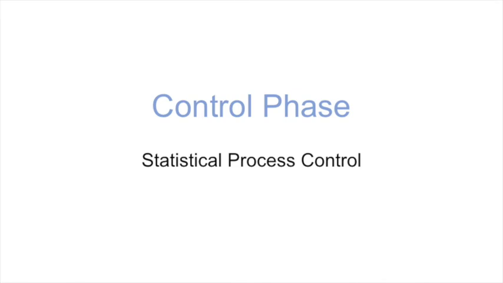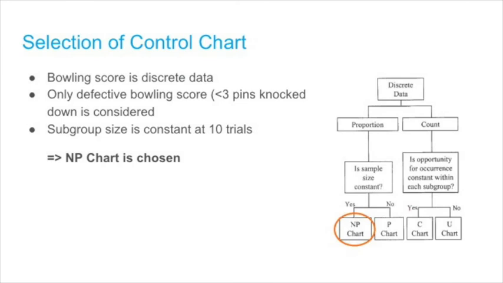In this case, we use statistical process control to monitor the effectiveness of the aforementioned methods. After the improvement phase, it is important to monitor the measures implemented on X to ensure that they are effective on the output Y. First, we identify which control chart is suitable for our project. Our output, which is the bowling score, is discrete. We consider each run defective if the knocked down pins are fewer than 3. Thus, we will be using the proportion mode.